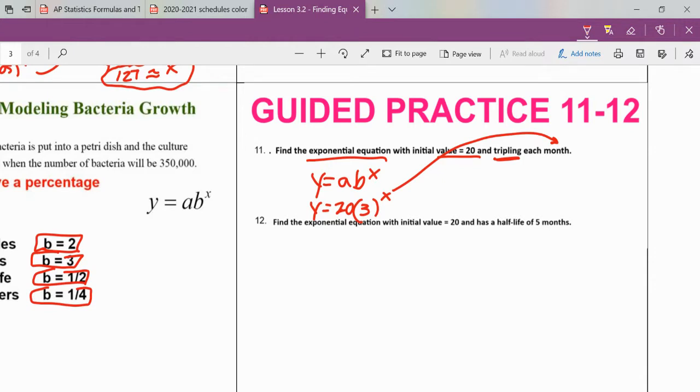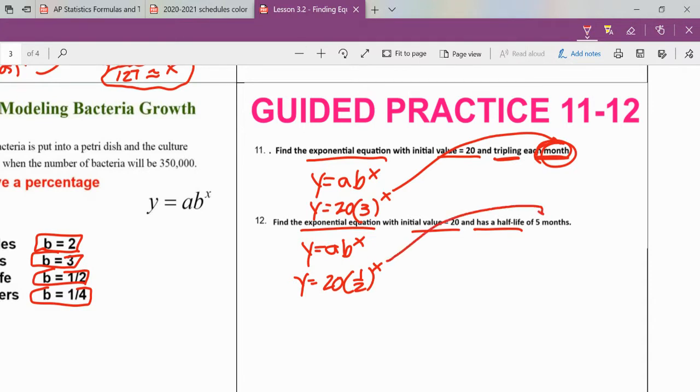All right. So that's kind of important to realize for the context of problems, make sure you understand, that's not always years. It depends on whatever time unit they're defining. So here, exponential equation, y equals a times b to the x. Initial value is 20. So we put 20 in there. And this has a half-life, so that's 1/2 to the x. And again, realize here now x stands for every 5 months.